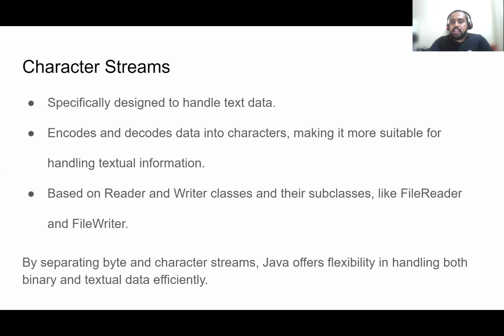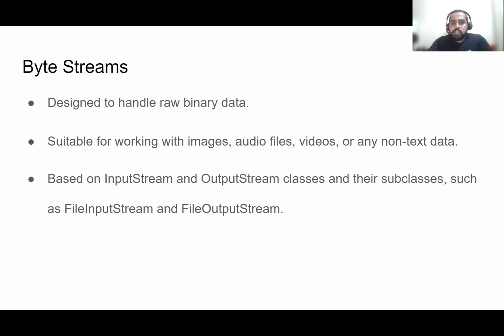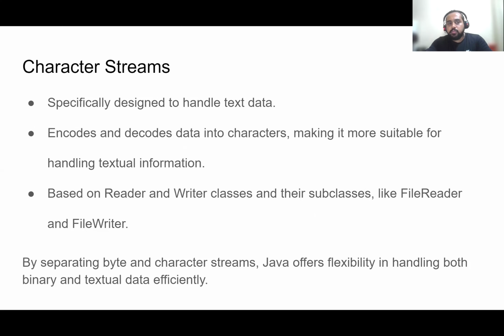And the subclasses are FileReader and FileWriter. Like we saw here FileInputStream and FileOutputStream, whereas for character type data we have FileReader and FileWriter. So here Java IO clearly segregates byte data and character streams, which offers very good flexibility in handling both binary as well as textual data efficiently.